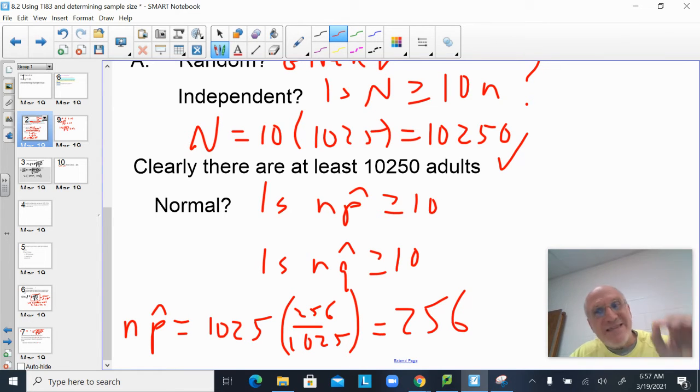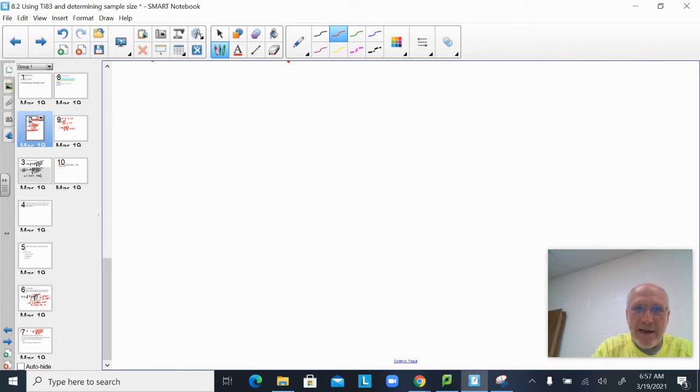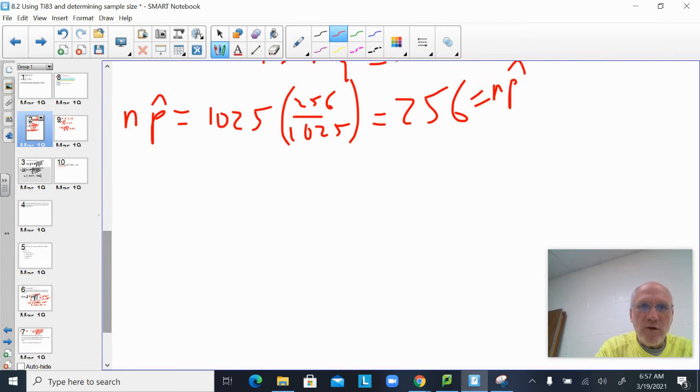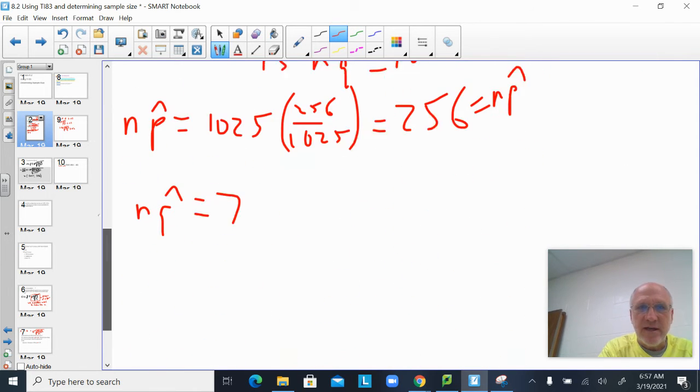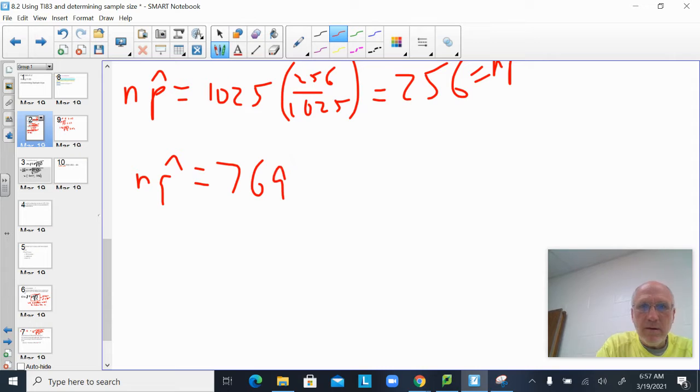Remember, if the problem is nice enough to give you the number of people who either said yes or said no, those numbers, the yeses and the nos, are NP hat and NQ hat. So that's NP hat, which makes NQ hat the other, 769. The problem could have just said this.